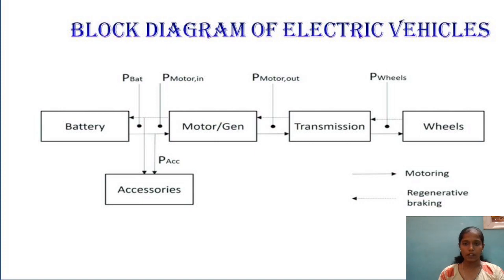And here is the block diagram of electrical vehicles. The wheels are connected to a transmission on either side, and it is connected to a motor or a generator, and it is connected to a battery and to accessories.